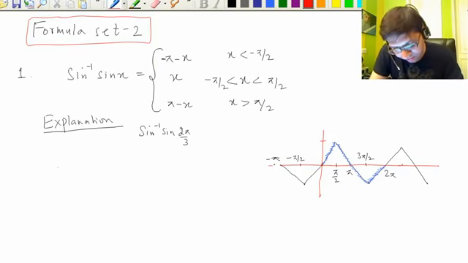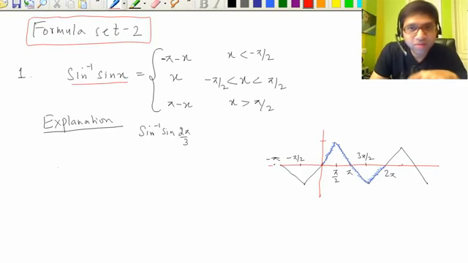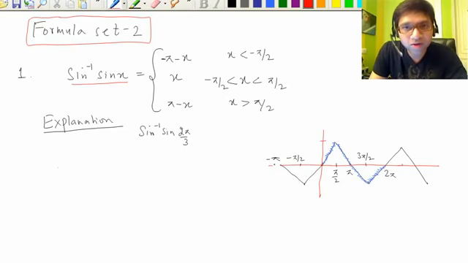In formula set 2, there are many formulas. The first one is sine inverse sine x. Now this is what I'm going to discuss as the core of this topic. If you have understood this part, then it's very easy to understand the rest of the part. So the most important thing here is to understand this thing.